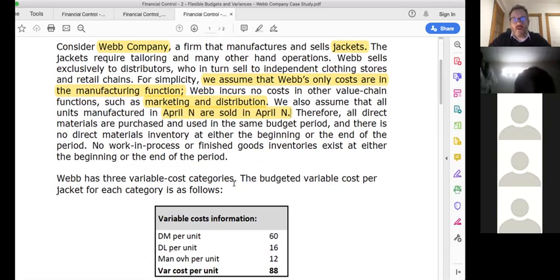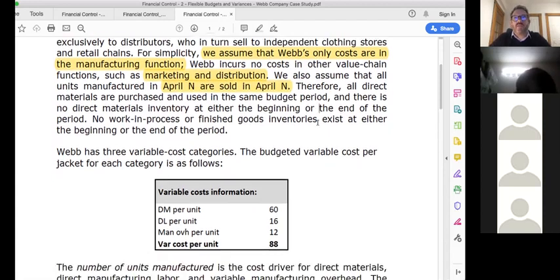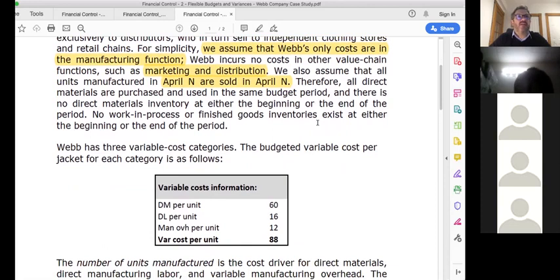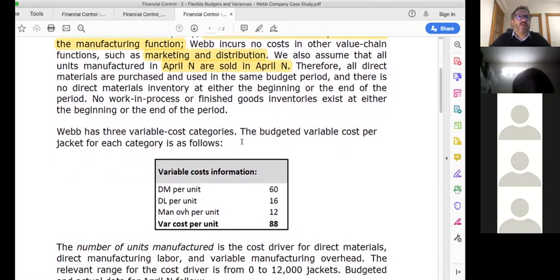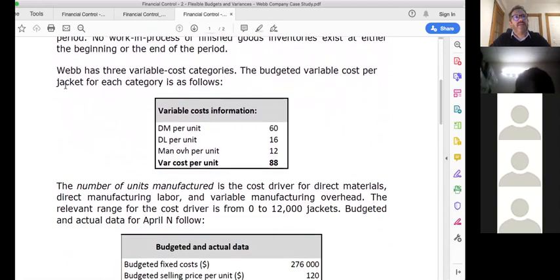Same thing, of course, you can have some, but we have 15 hours to talk about this, so I give you the fundamentals. Therefore, all direct materials are purchased and used in the same budget period, and there is no direct material inventory at the beginning or the end of the period. No work in process either. And so now let's get into the details.